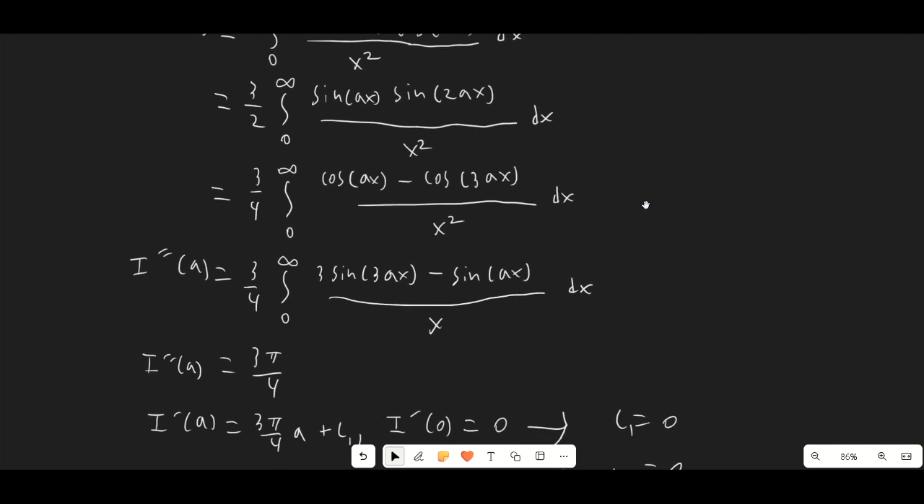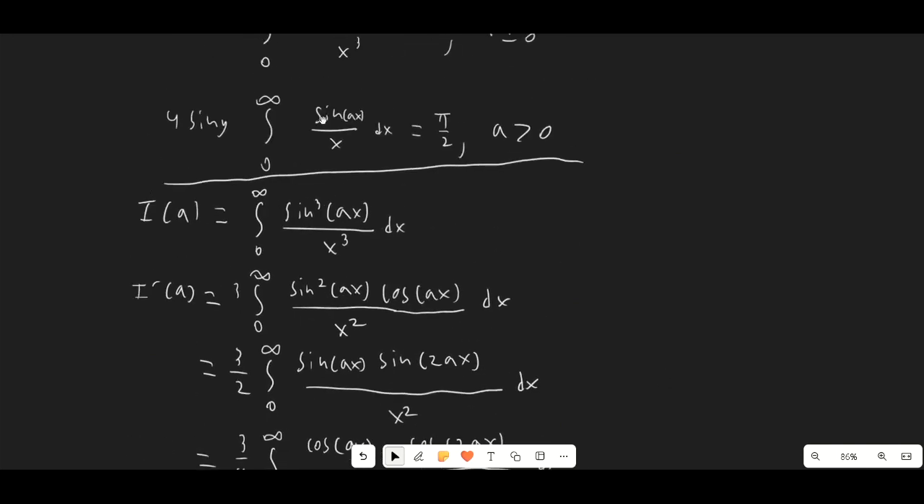Differentiate again with respect to a, and I get I double prime of a, the second derivative of I with respect to a, is 3/4 times the integral from 0 to infinity of 3 sine of 3ax minus sine of ax all over x dx. And now I just plug in the formula that was given right here. a is greater than 0. We're only talking about a greater than 0 for this as well.